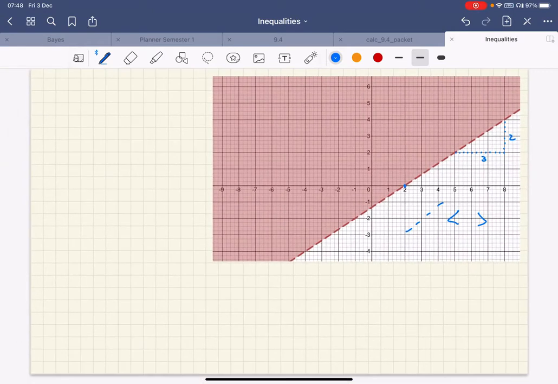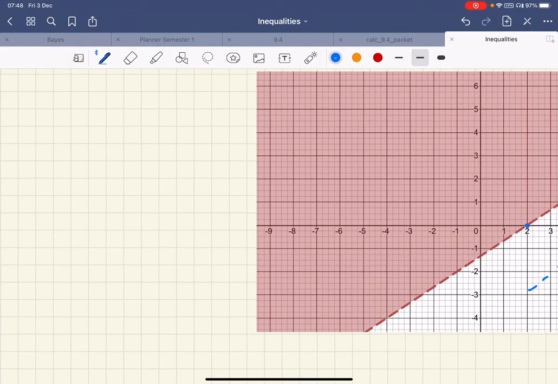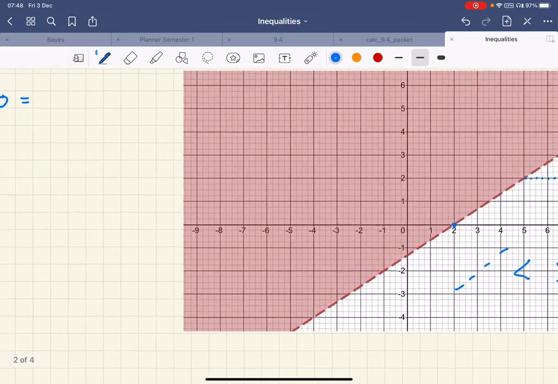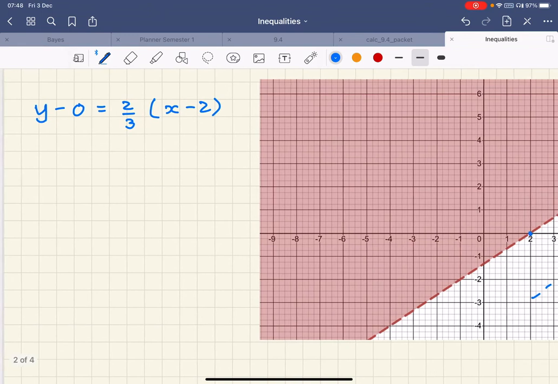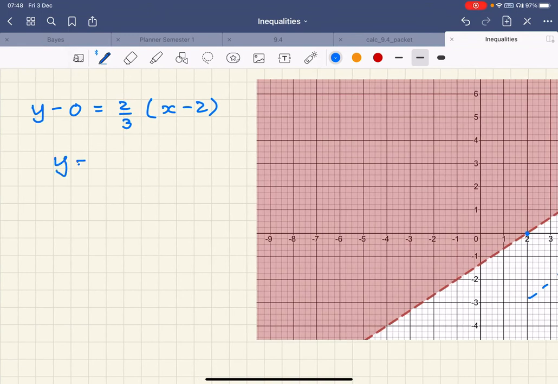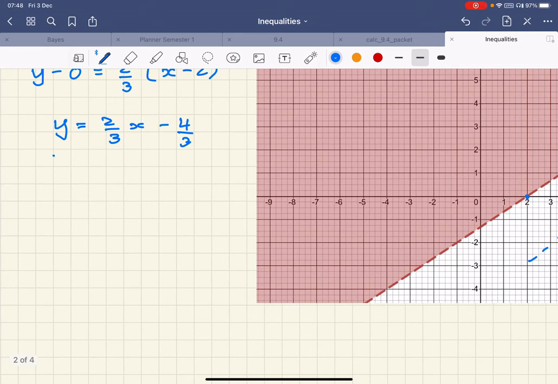So what I'm going to do is I'm going to put this into slope point form. So y, the y coordinate is 0, nice. The gradient is 2 divided by 3, rise over run, and the x coordinate is 2. So in other words, that's y equals 2/3 of x minus 4/3. Let's tidy this up a bit. Let's times everything by 3.